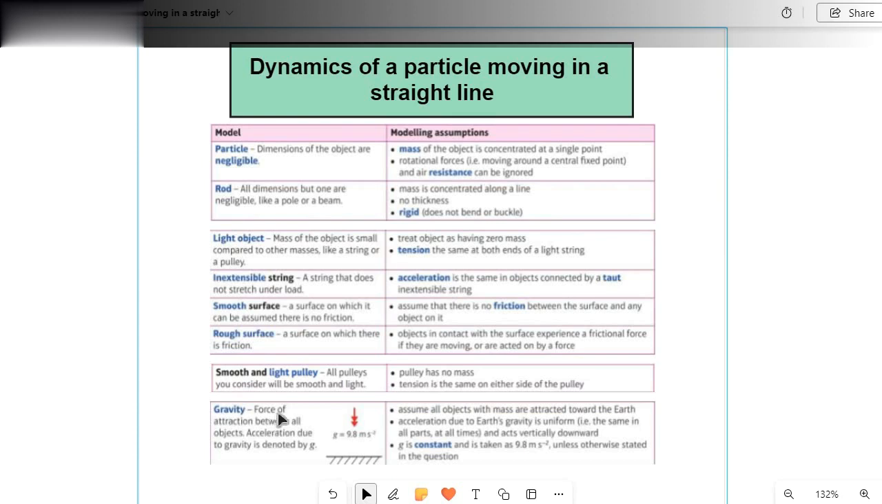And gravity. Force of attraction between all objects. Acceleration due to gravity is denoted by g, which is equal to 9.8 meters per second squared. Assume all objects with mass are attracted towards the earth, and acceleration due to earth's gravity is uniform and acts vertically downwards. g is constant and is taken as 9.8 meters per second squared.